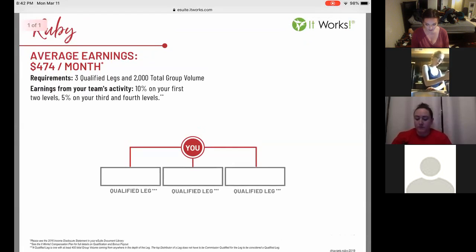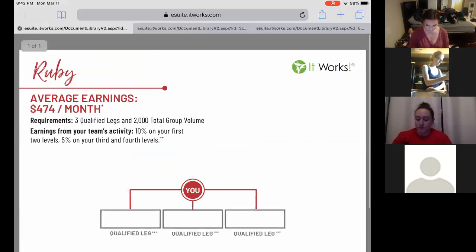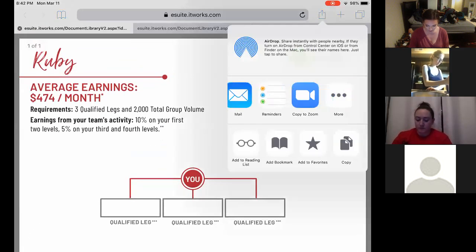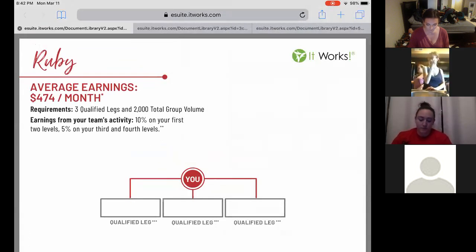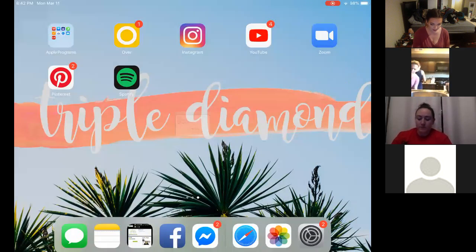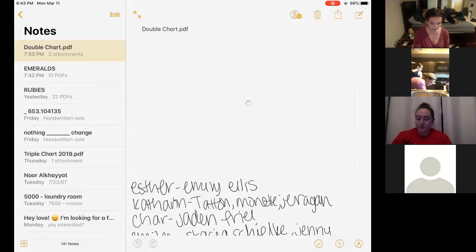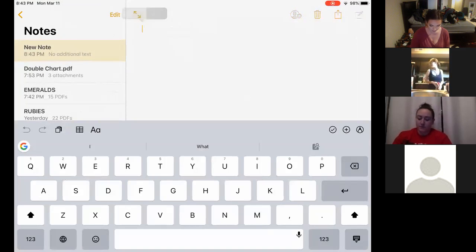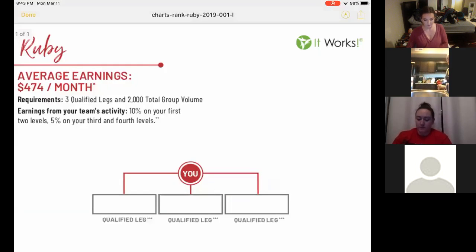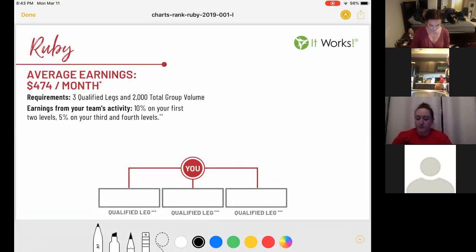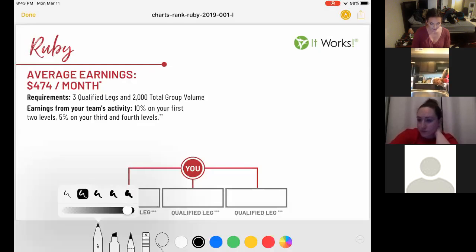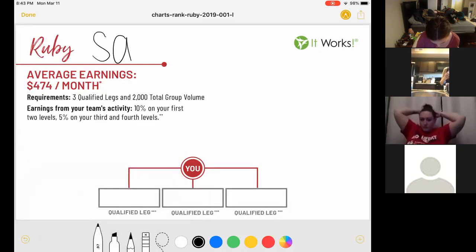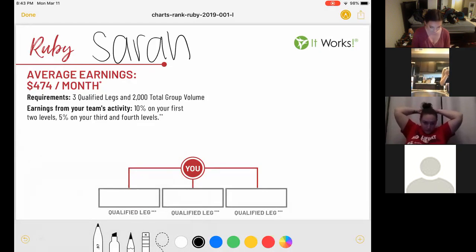So this right here is a Ruby chart. Let me see if I can copy it to my notes so that we can draw on it and hopefully make it easier for everyone. Yes, okay. So this right here is a Ruby chart. We're going to say that your name is, okay, Sarah's on, so we're just going to put it as Sarah. So this is Sarah's Ruby chart, okay?